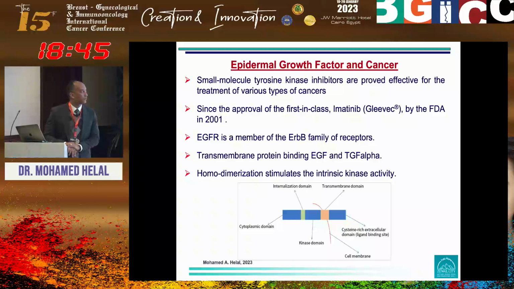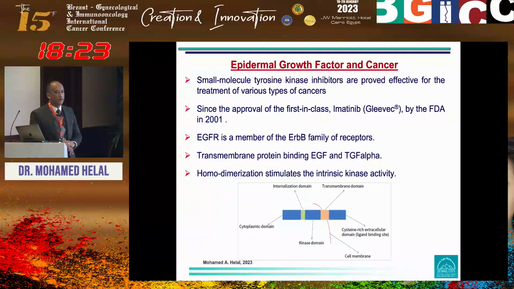First of all, what's epidermal growth factor receptor? Actually, it's a member of the ERB family of receptors, and it's a transmembrane tyrosine kinase receptor with the endogenous ligands epidermal growth factor, EGF, and TGF alpha. And as you must know, small molecule tyrosine kinase inhibitors are now widely used for treatment of various types of cancer since the breakthrough discovery back in 2001 of imatinib, which is a BCR-ABL inhibitor.